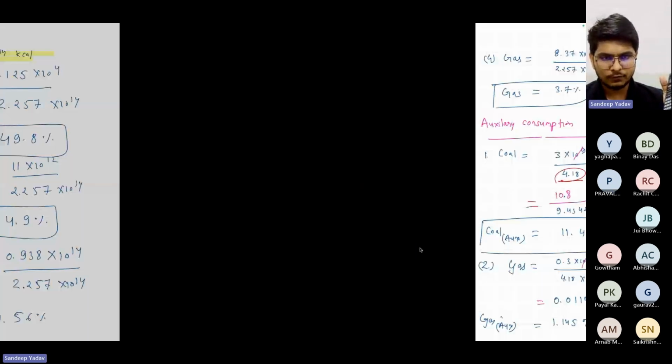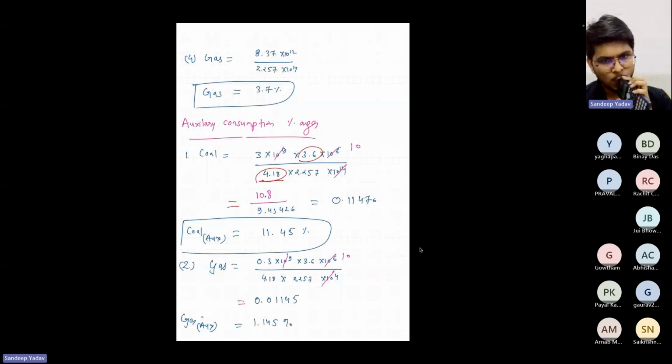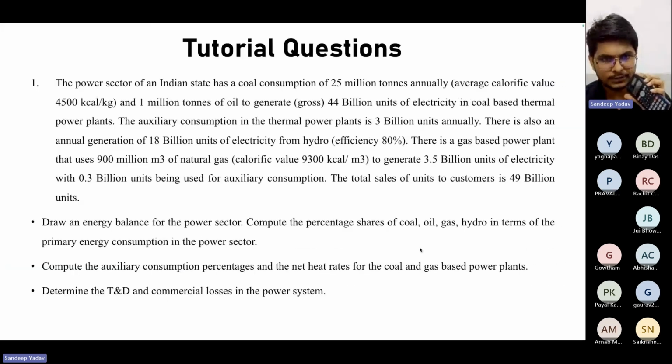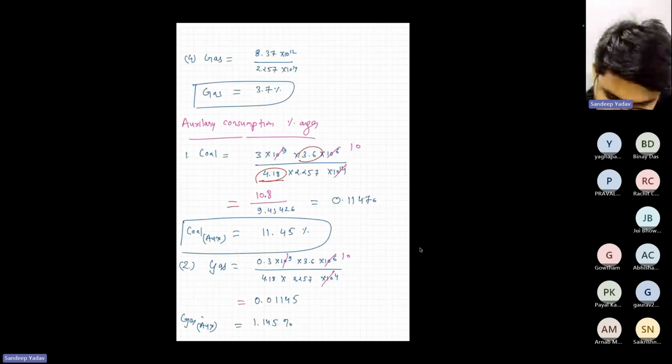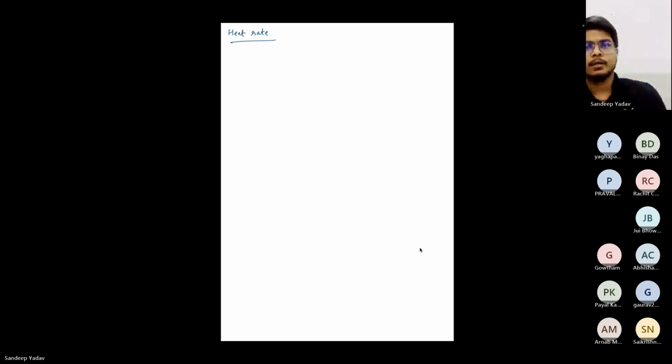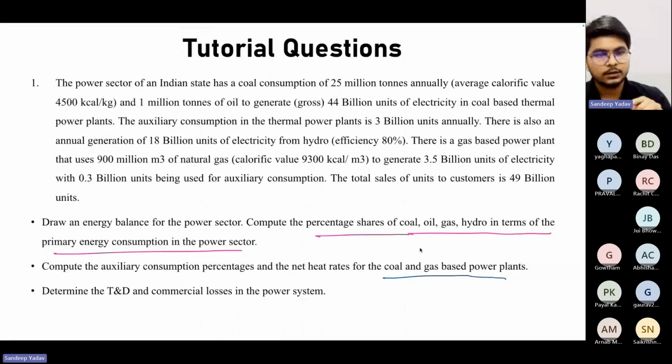If this type of question comes in the quiz itself, you will be given the amount of units, and you just have to solve it for the auxiliary consumption. Then you must be able to solve it. Now let's move ahead to the next part. What is being asked? Heat rate. So what is heat rate? The question says compute the auxiliary consumption and the net heat rates, so here they're asking for the heat rates for the coal and the gas power plant.